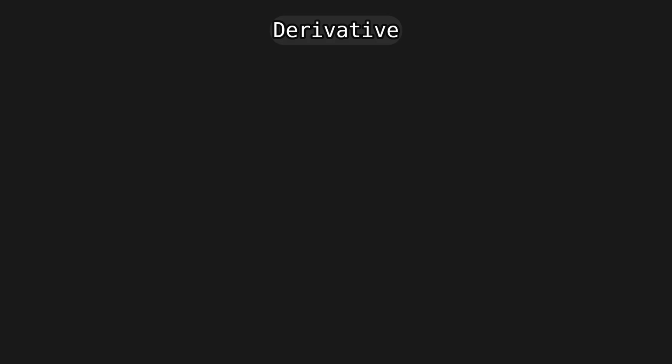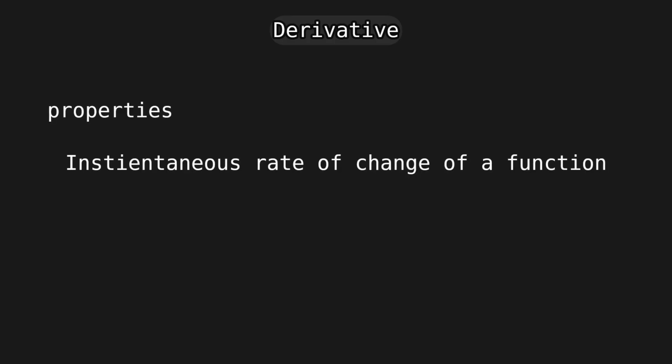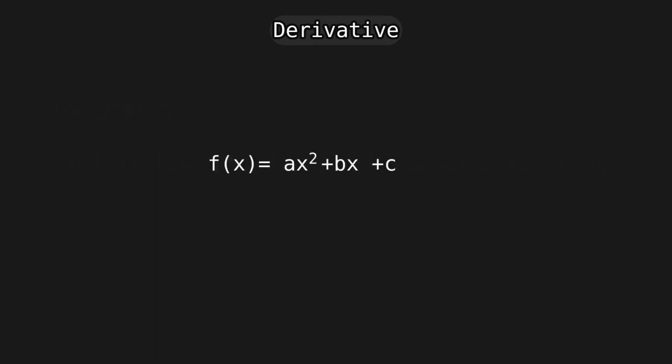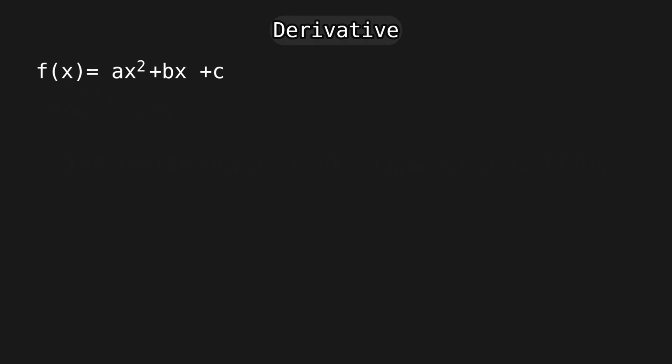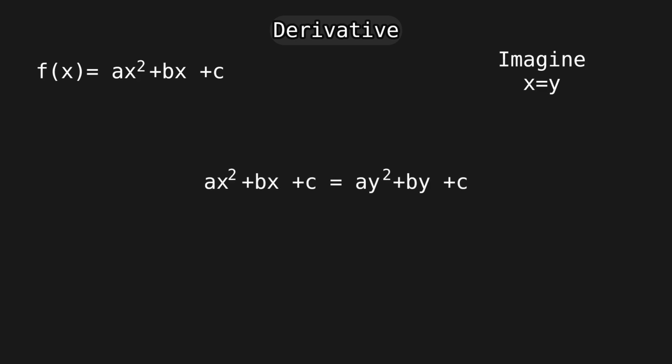Derivatives are essentially slopes. More accurately, they are the instantaneous slope of any point of a graph. Derivatives are not in the range of this video, so I will show a method that traditionally isn't used. Let's say f of x is equal to ax squared plus bx plus c. To find the derivative, let's imagine x equal to y, then the equation becomes ax squared plus bx plus c equal to ay squared plus by plus c.